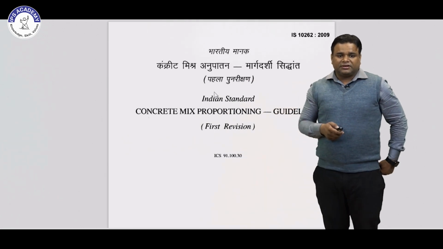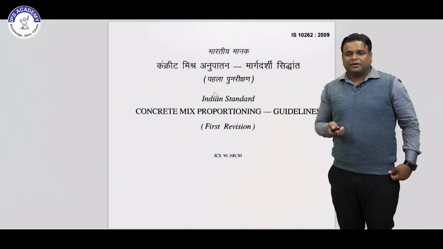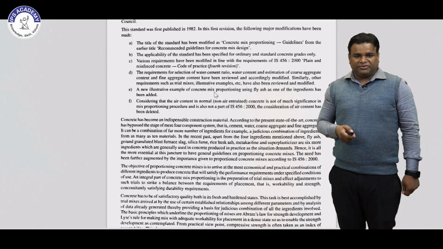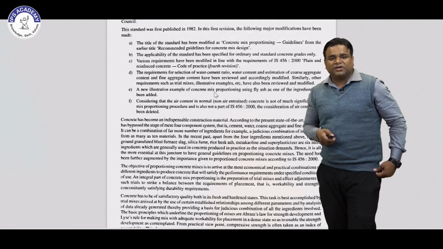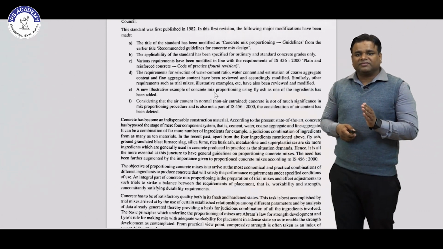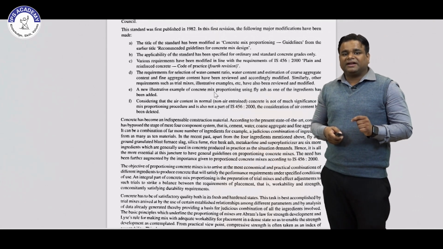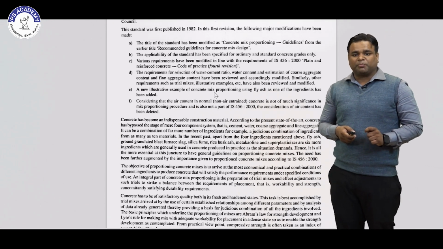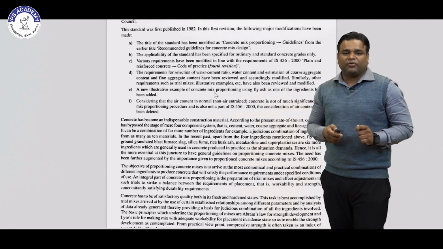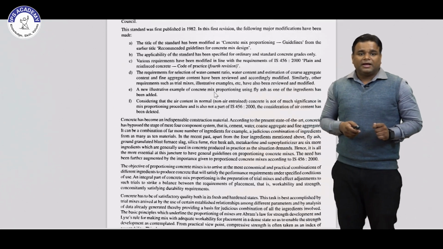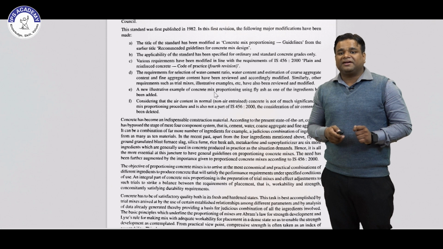In that we have seen the title of the code is different from the previous code. So this standard was first published in 1982. In this revision, these are the following modifications they have made. First one, the title of the standard has been modified to concrete mix proportioning guidelines, from the earlier title, recommended guidelines for concrete mix design. Second point, the applicability of the standard has been specified for ordinary and standard concrete grades only.